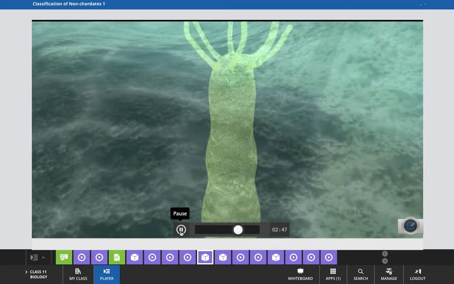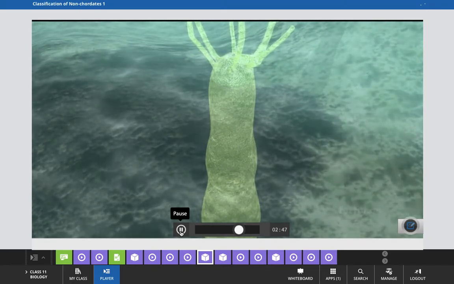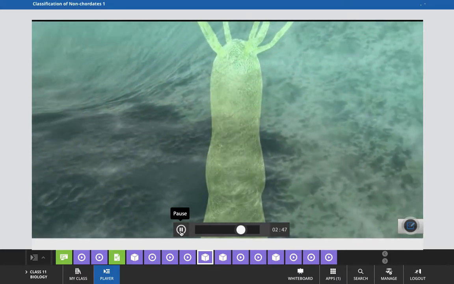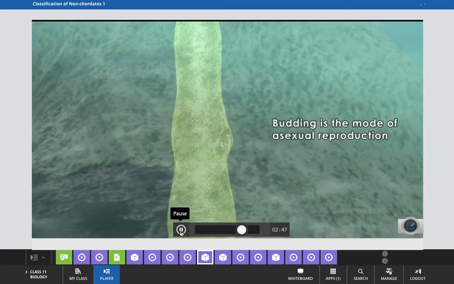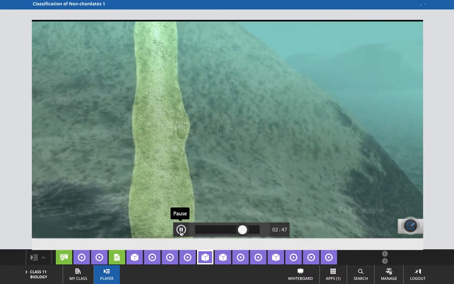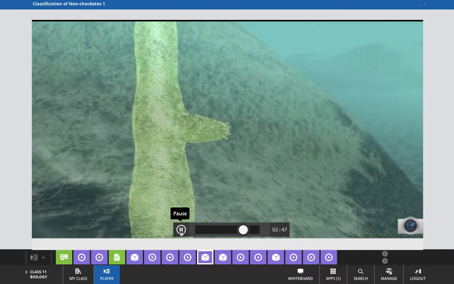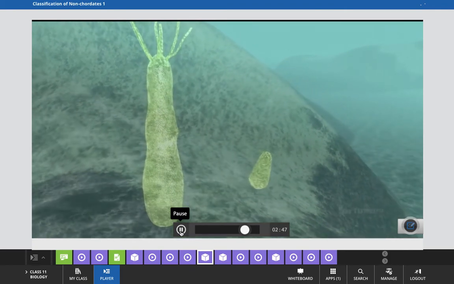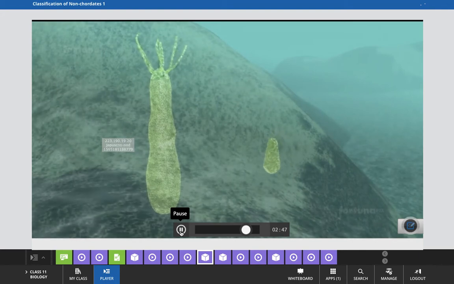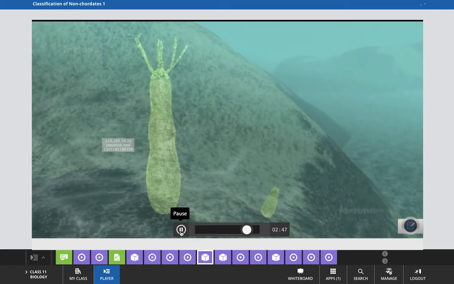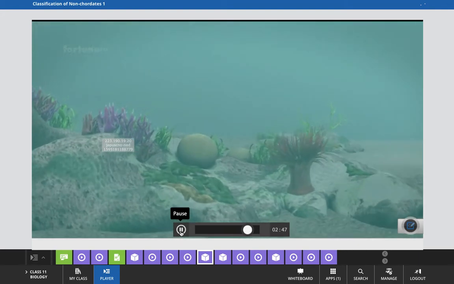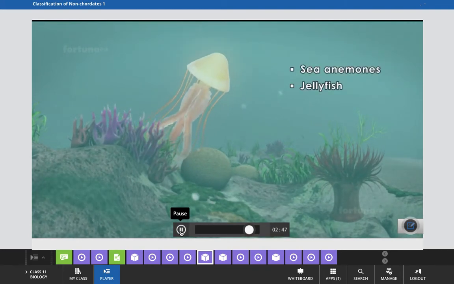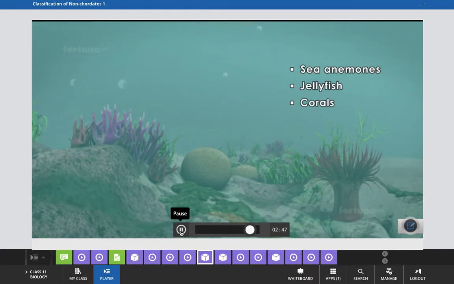Cnidarian reproduction includes portions that are sexual as well as asexual. In this multicellular organism, budding is the mode of asexual reproduction. A group of cells will bulge out as a bud that will later separate from the parent. Sexual reproduction will occur with the union of sperm and egg. Examples of cnidaria include sea anemones, jellyfish, and corals.